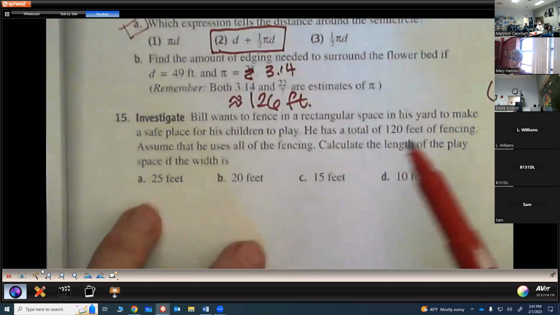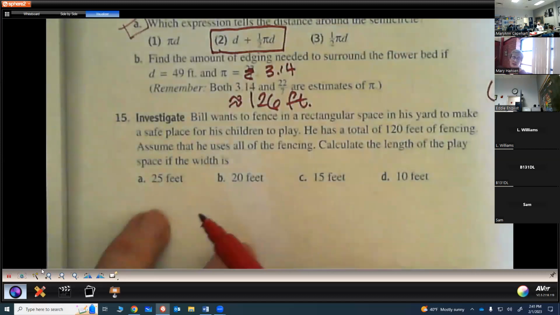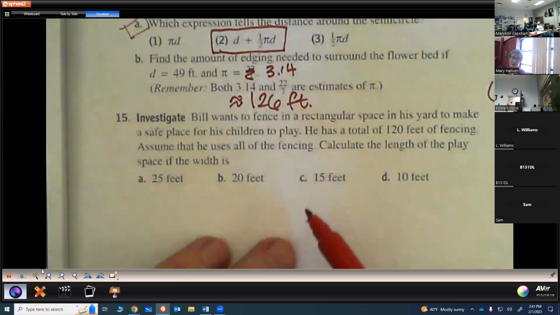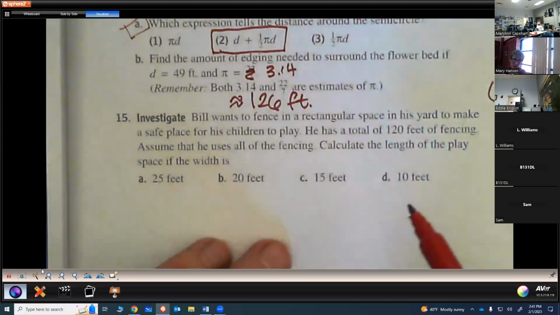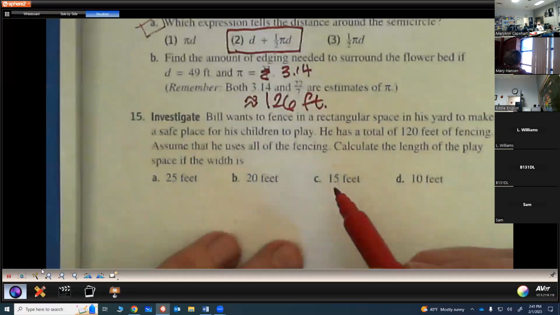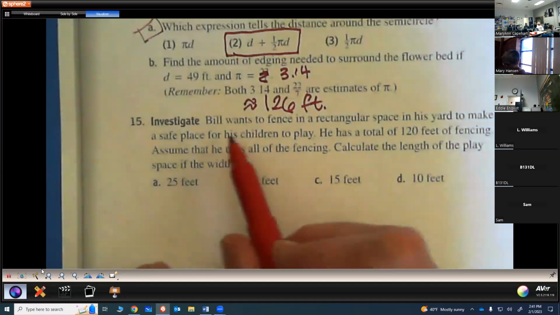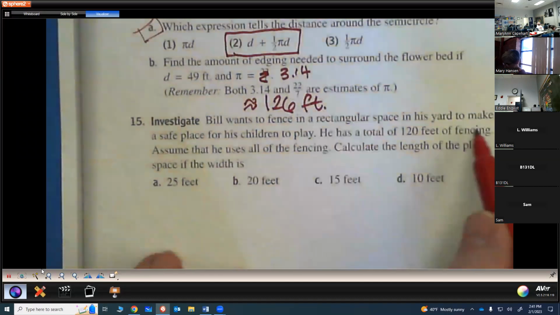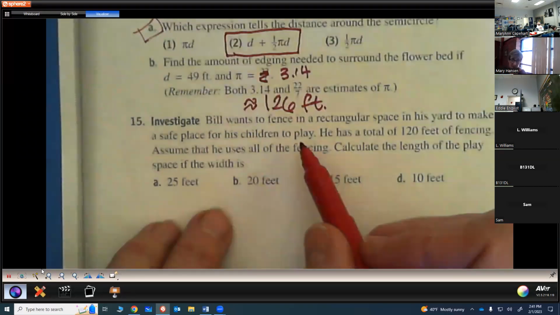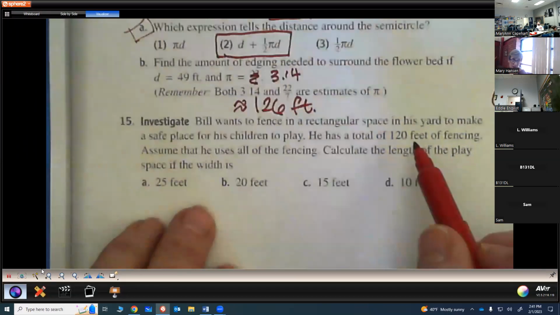So we're going to do the problem together once, and then we're going to let you do it the remaining times to see how it feels to stretch those wings yourself. Okay, so Bill wants to fence in a rectangular space in his yard to make a safe place for his children to play. He has a total of 120 feet of fencing.